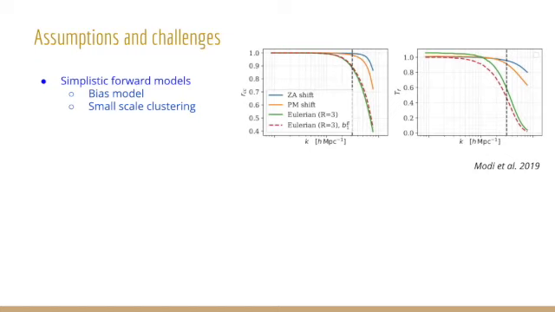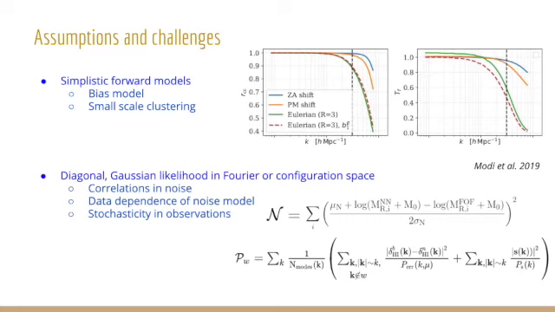So what I'm showing here is essentially how the bias model performs for 21 centimeter. On large scales, you're good, but on small scale clustering, you start to lose information. So if you want to push to smaller scales in the future, you need better forward models for this. The second thing it all comes down to is essentially what is the likelihood that you use to compare your data with the observations. Most of the studies use diagonal Gaussian likelihood either in the Fourier space, something like this, or in the configuration space. So this is the likelihood we used for our halo mass fields, where you're just taking the difference of log mass predictions.